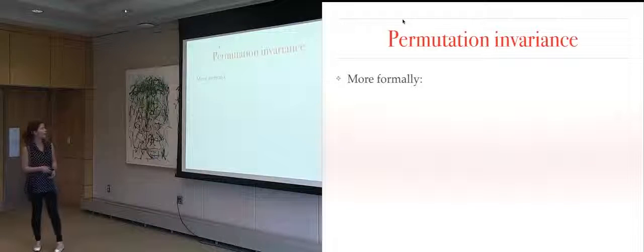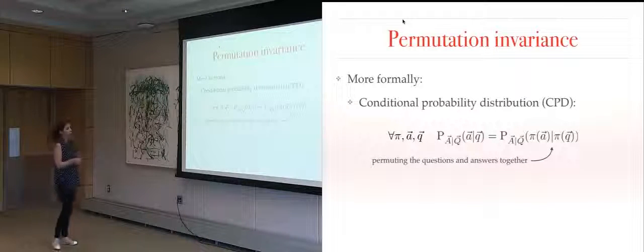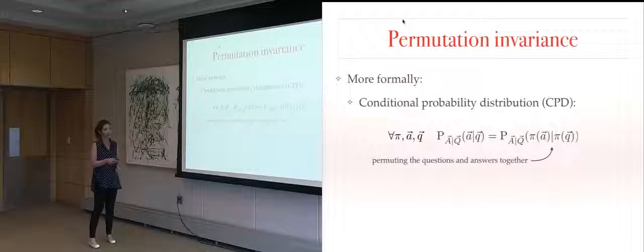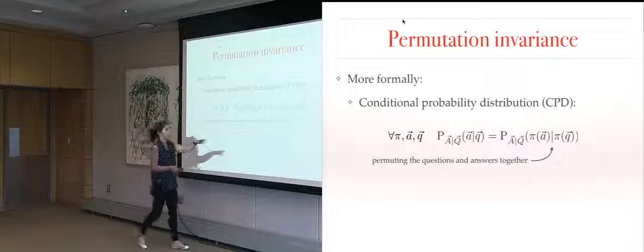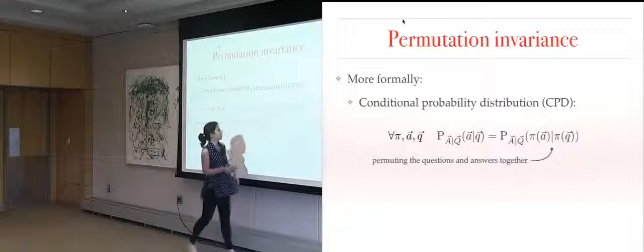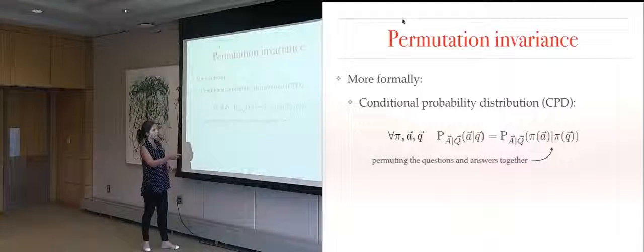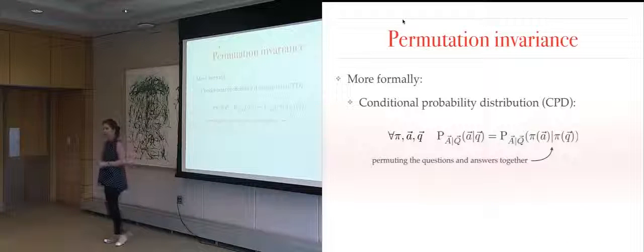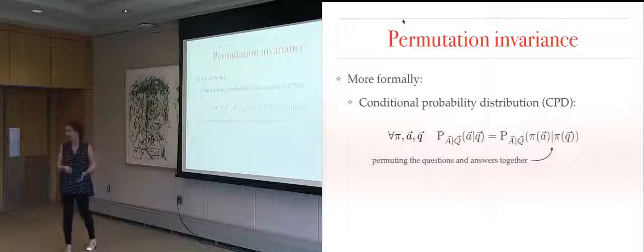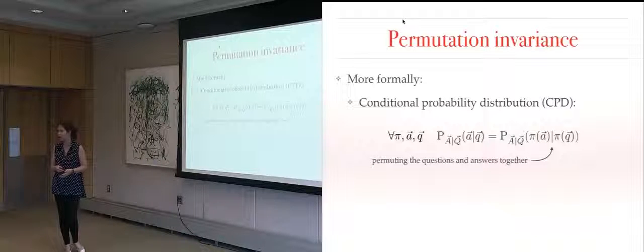More formally, in our case, for a conditional probability distribution for strategies, this is what it means for a strategy to be permutation invariant. For every vector of answers and vector of questions, I permute with every possible permutation pi the vector of answers and the vector of questions together in the same way. And then my strategy after the permutation looks exactly the same as my strategy before the permutation. If this is true for every permutation, then the strategy is permutation invariant.